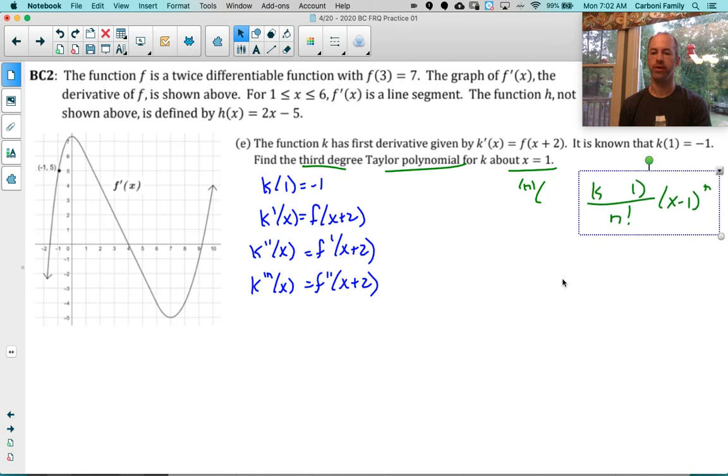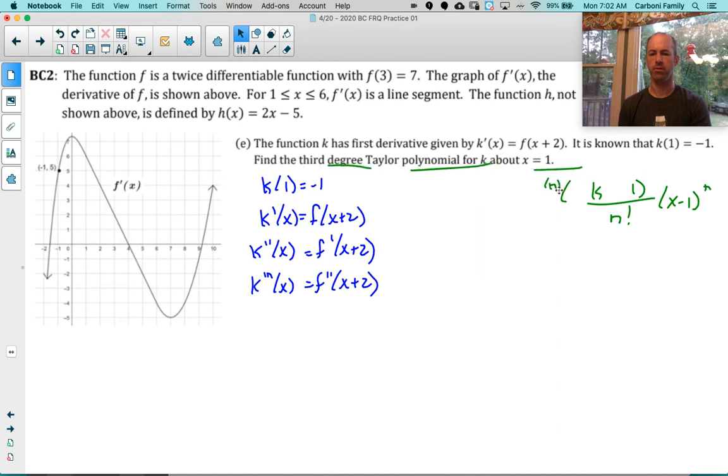Oh, now that was a very interesting, what the world just happened? Okay. Oh, I see. That's okay. Sorry. I was trying to get this out of the way and create a problem. So it's the nth derivative of k at 1. There we go. All right.